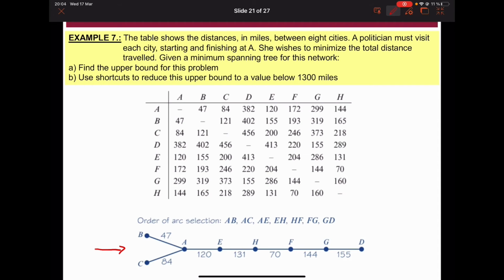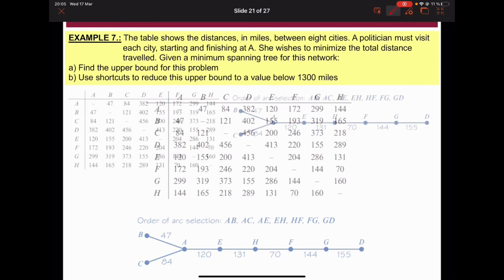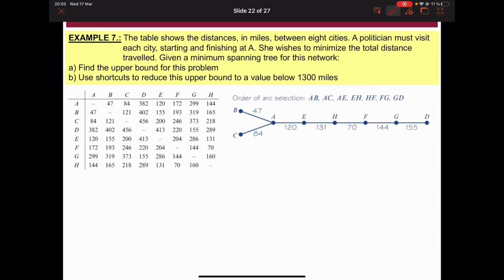In first, we need to find out the upper bound, and in second, we should use the shortcuts to reduce this upper bound if it's possible. It doesn't have to be always possible, so if it's not possible, your conclusion is just not possible. They give you the value under which you should push the upper bound down, okay, so below 1300 miles. So let's look at the table and the minimum spanning tree on this slide.